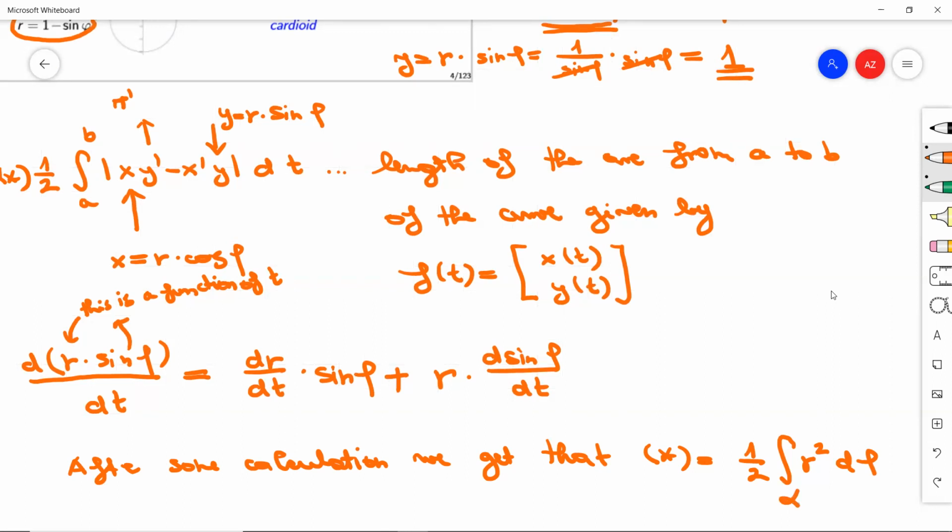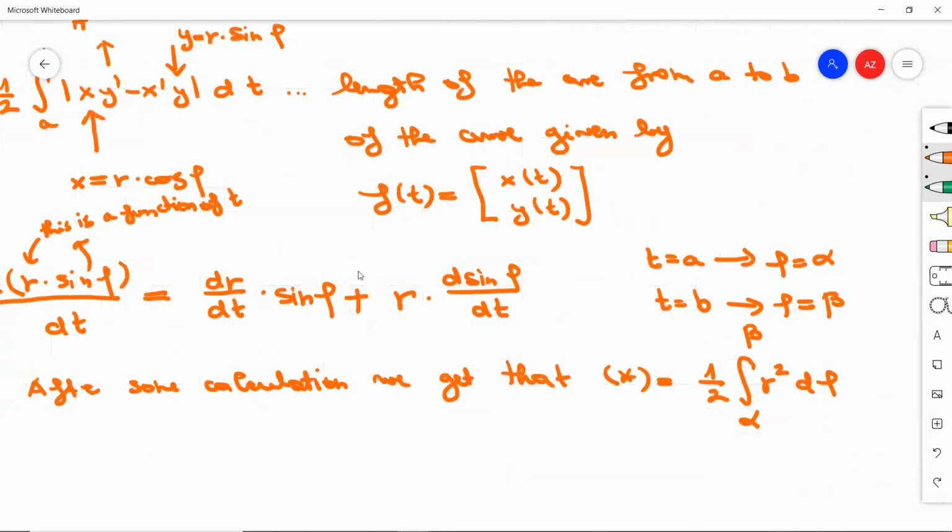And this phi goes from alpha to beta. So this alpha and beta, when t is equal to a, phi is equal to alpha, and when t is equal to b, then phi is beta. So you can do this calculation by yourself, but the most important part in this calculation is that we differentiate in the appropriate way, so that we use that r and phi are functions of t when we take the derivative with respect to t. And this is the formula for calculating areas in the polar form.